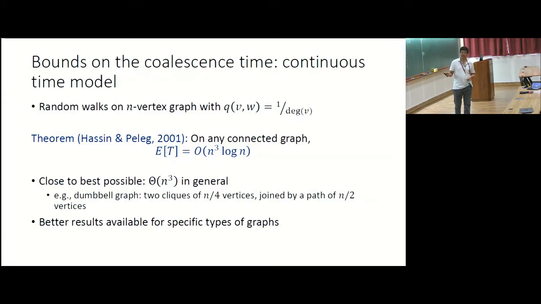Hassin and Peleg showed that on any connected graph, the coalescence time is at most n cubed log n. And this is close to the best possible you can hope for, in the sense that there is a specific graph where it is as big as n cubed, the so-called dumbbell graph, where you have two big cliques of order n vertices joined by a long path of length order n as well. This is a bad graph for random walks to mix. They stay in one part of the dumbbell or the other, and that also takes a long time for coalescence.